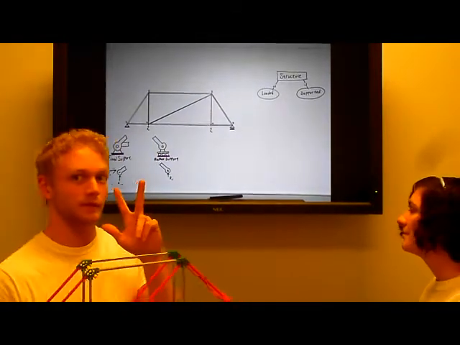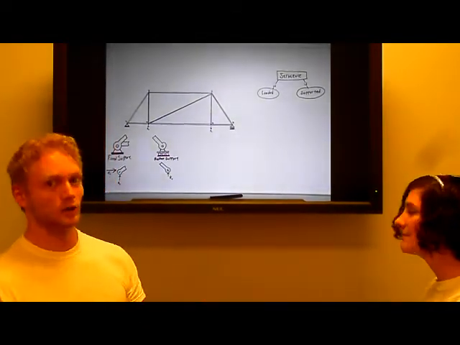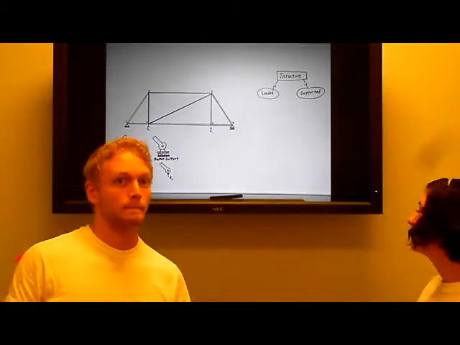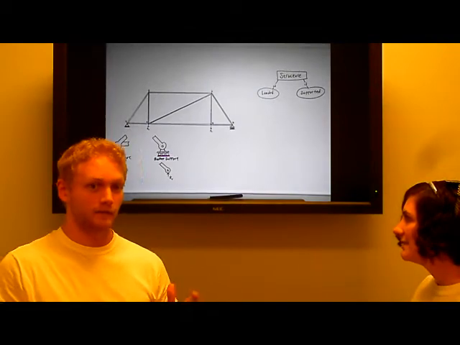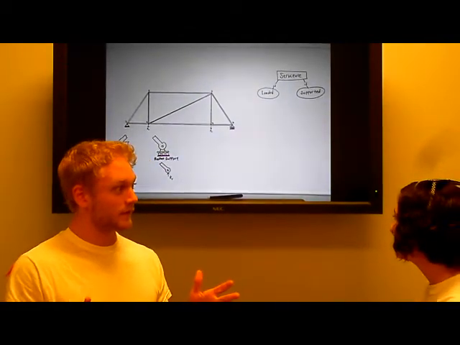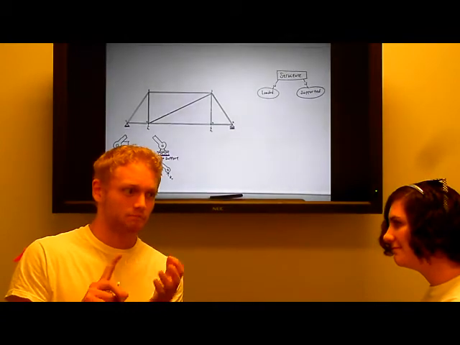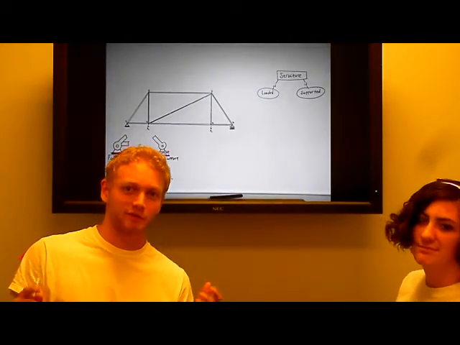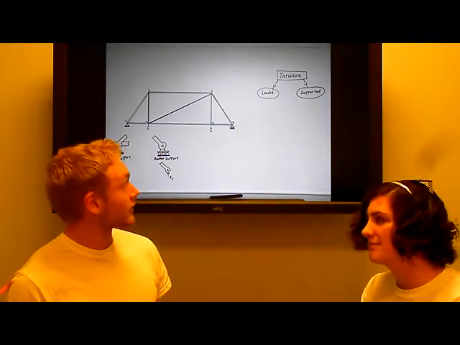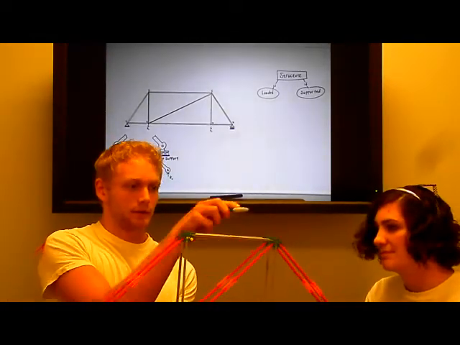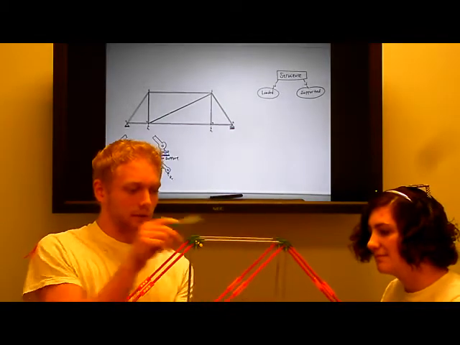Okay, two main things with structures. Structures are loaded and structures are supported. Structures can be loaded by different things, like gravity, which includes their own weight, and signs on the roadbed, depending on what the structure is. And structures are also supported. Those are things like the supports, the beams, the joints.